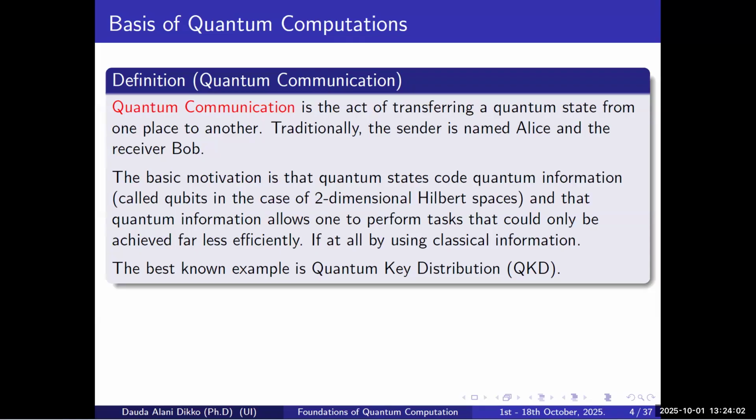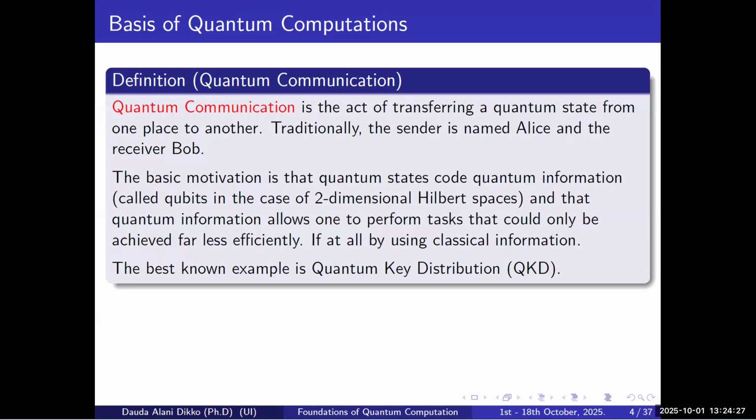Now, quantum communication. What is quantum communication? Quantum communication is the act of transferring a quantum state from one place to another. And this is generally used in classical computations. But what we use is to say that we have an Alice and a Bob that want to pass information from themselves or to themselves.